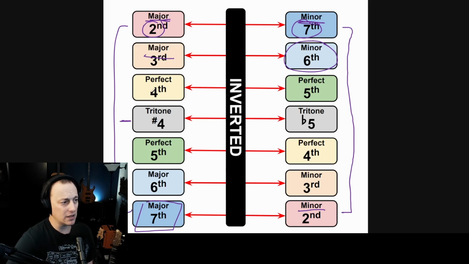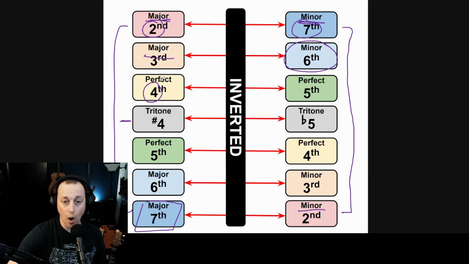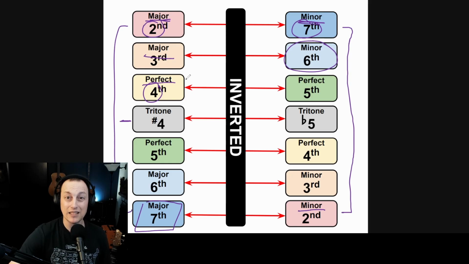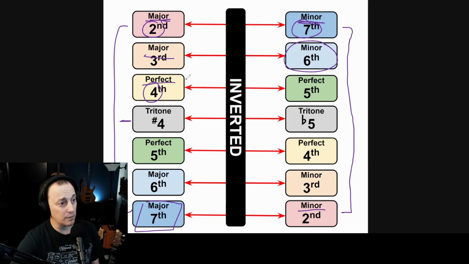Okay, fourth. This is a little bit different. Let's go ahead and check this one out. So a 4 becomes what? Becomes a 5. 4s and 5s swap for each other, right? And perfect. What do you do with perfection? You leave it alone. That's it. Perfect stays perfect. So the 4 becomes a 5, but it was a perfect fourth. So we're just going to leave it. It becomes a perfect fifth.